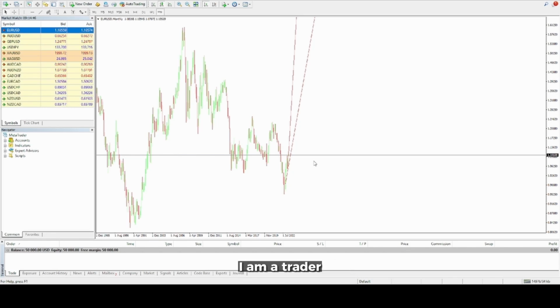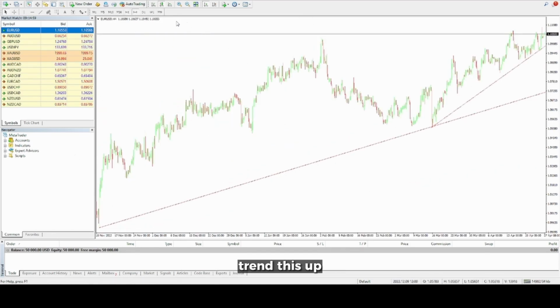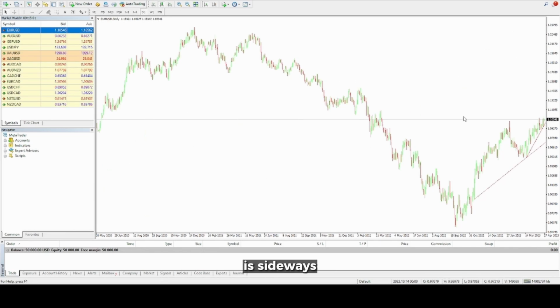I am a trader. We're trying to figure out how to make money in days or weeks and sometimes even in hours. So for that, we want to look at the hourly chart. Trend is up. 4-hour chart. Trend is up. Daily chart. Trend is sideways. I don't know what I'm doing. So I hope it made sense.